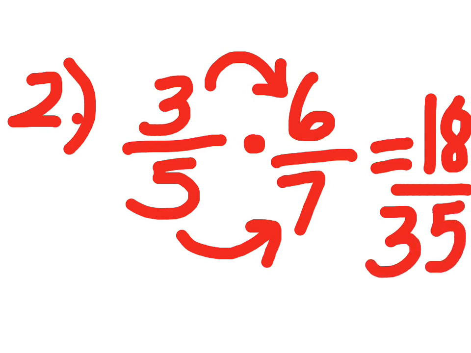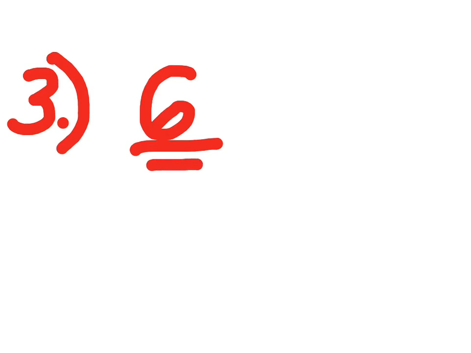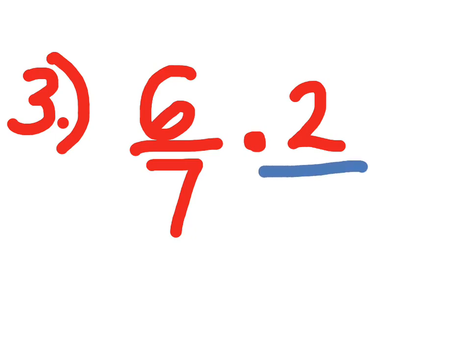Now what if you are multiplying a fraction by a whole number? So 6/7 times, let's say, 2. So the first thing you're going to do is to put a 1 underneath the 2. So the 1 will now be the denominator of your 2. Remember that 2 is equal to 2/1.